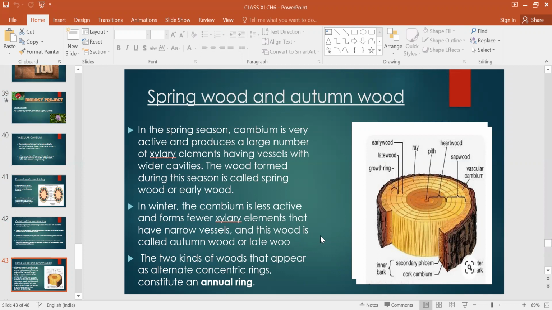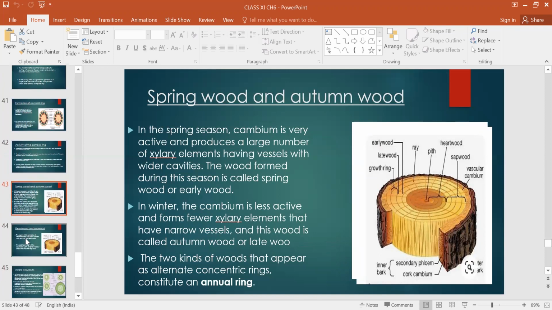In the winter, the cambium activity is less. Cambium is less active and it forms fewer xylem elements. That is, the vessels are narrow and the wood is called the autumn wood or the late wood. So, every spring season early wood, every winter season late wood, together both form one annual ring. So in one year, one annual ring. If you want to know the age of the plant, you count the annual rings, and you will come to know the age of the plant.